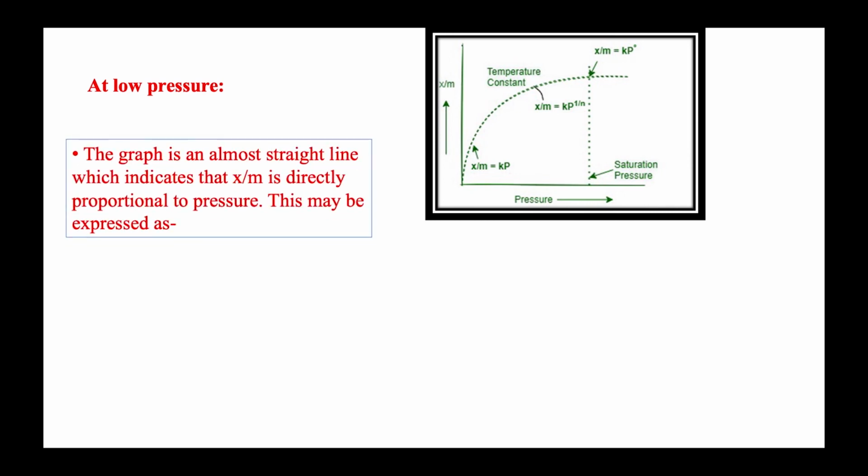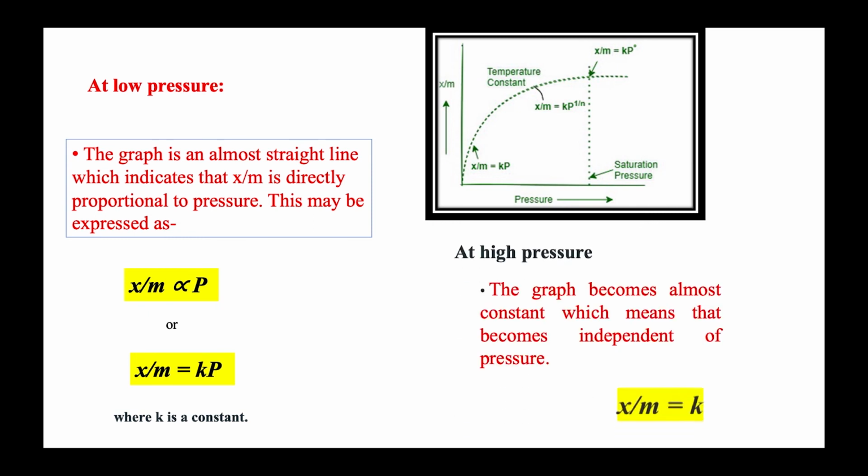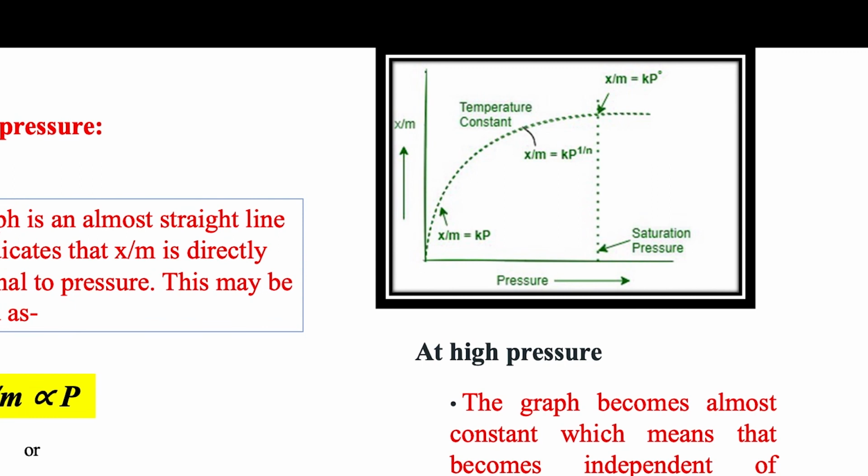At low pressure, the graph is an almost straight line, which indicates that x by m is directly proportional to pressure. This may be expressed as x by m directly proportional to P, that is x by m equal to Kp, where K is a constant. At high pressure, the graph becomes almost constant, which means that it becomes independent of pressure. Then the equation becomes x by m equal to K. From the figure, it is clear that at low pressure, the adsorption is dependent on pressure, and at high pressure the adsorption is independent of pressure.